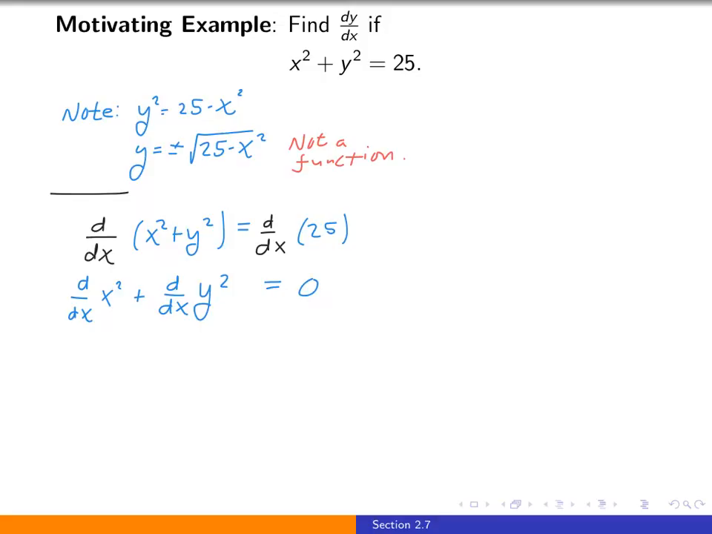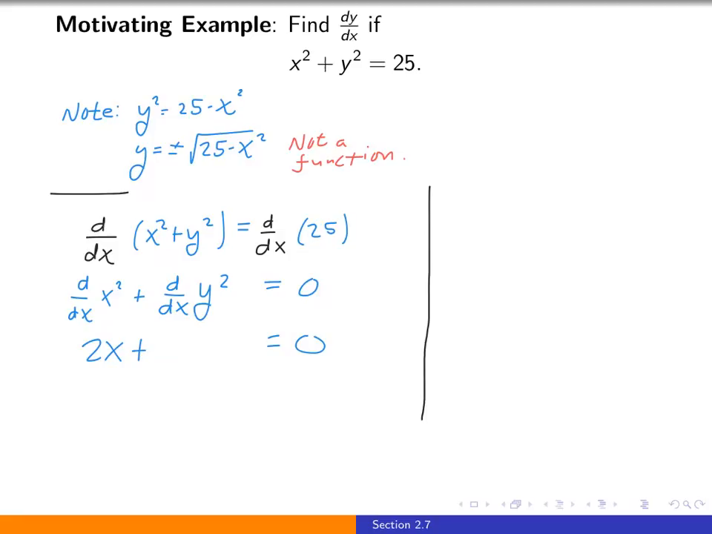A very important observation to make is that the derivative of x squared with respect to x is an explicit derivative. By the power rule, that's 2x. However, to differentiate y squared, this is what we are going to call an implicit derivative.